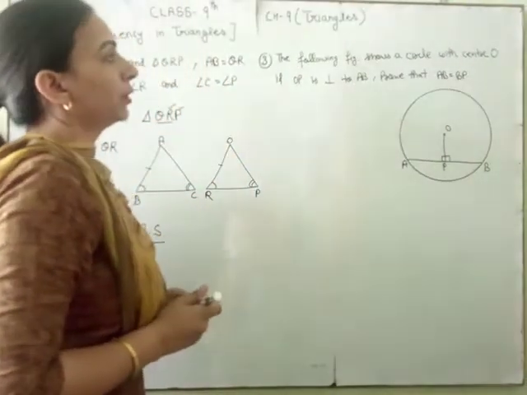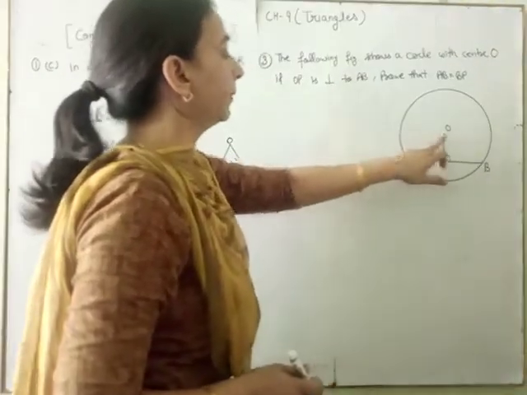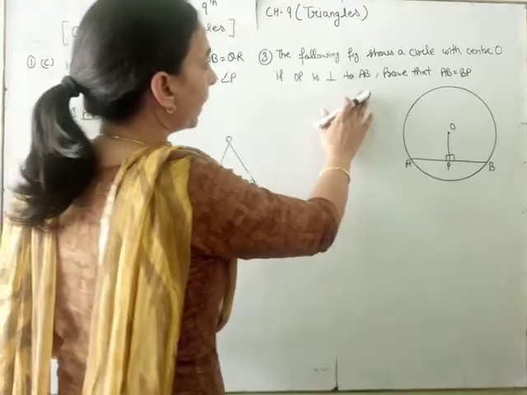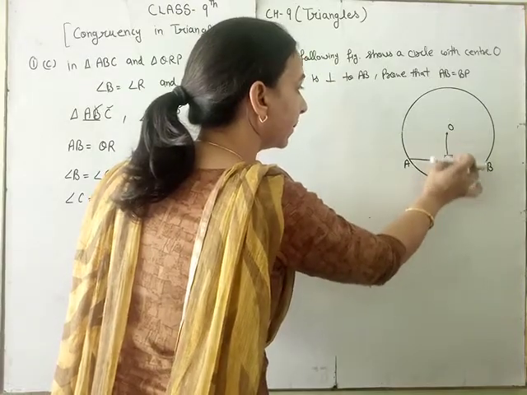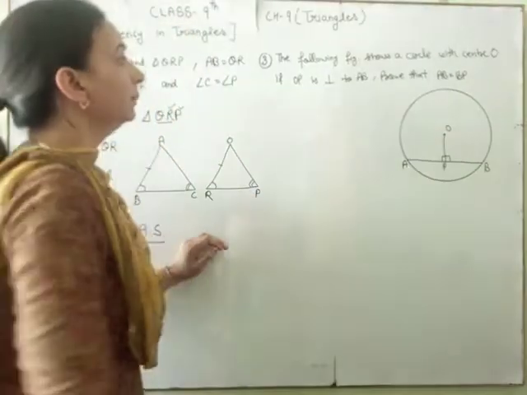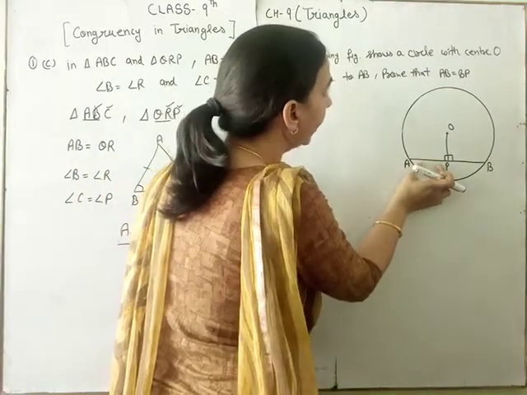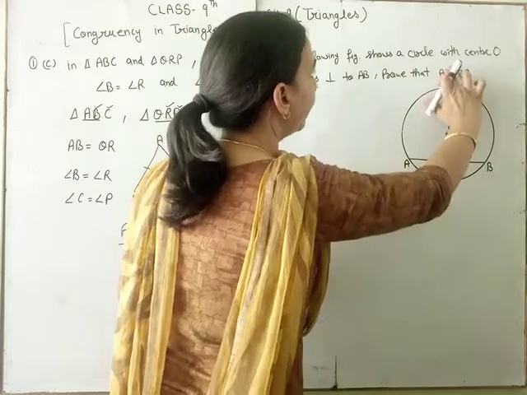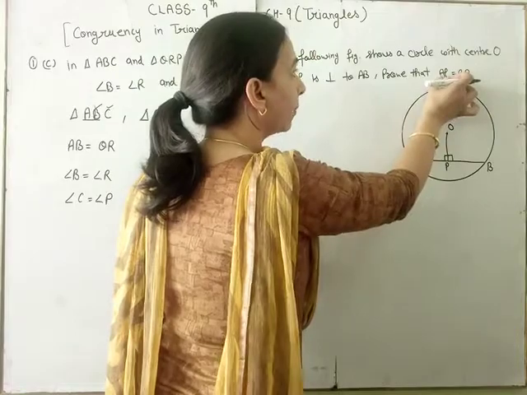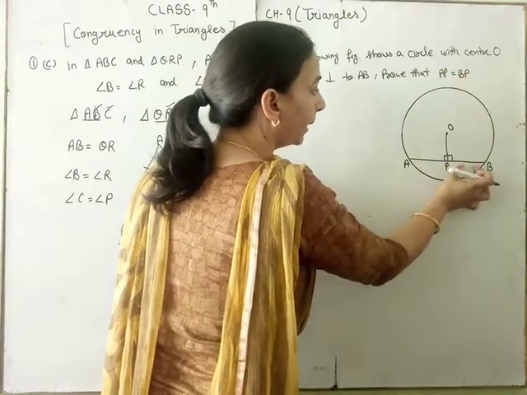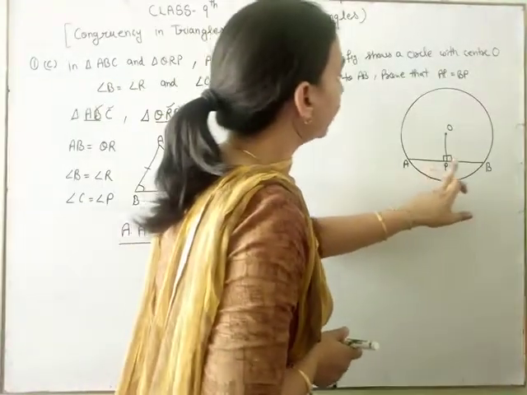The following figures show a circle. This is a circle with center O. There is center given, O. If OP is perpendicular to AB, that means this is perpendicular, this is a 90-degree angle. Next, prove that AP equal to BP. We have to show that AP equal to BP. Okay. Then we show that AP equal to BP.